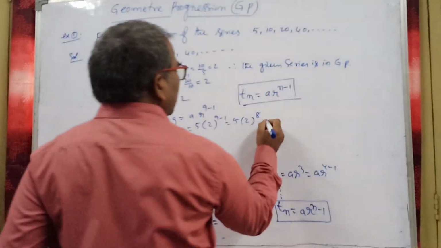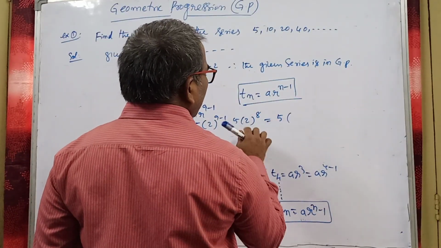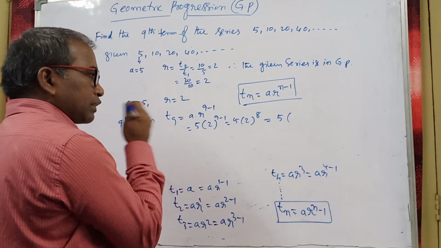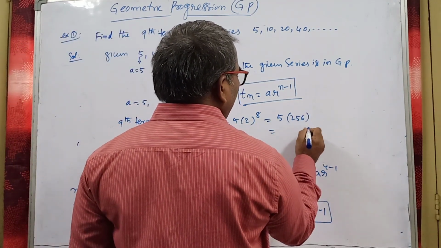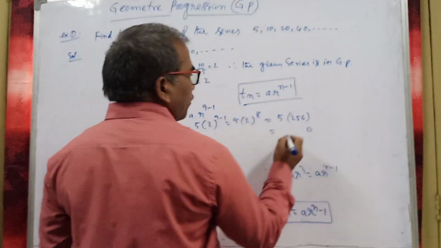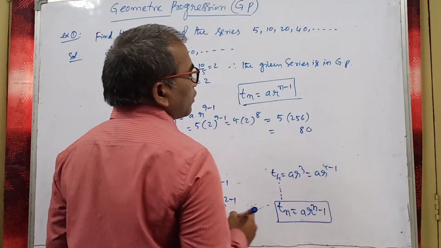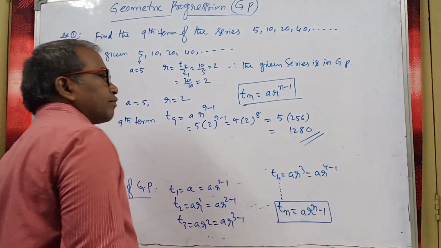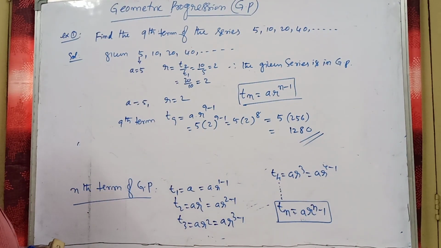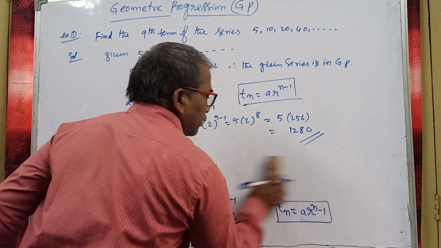How much is 2 power 8? 2 power 4 is 16, so 16 into 16 is 256. Then 5 times 256: 5 sixes are 30, 5 fives are 25, 5 twos are 10 plus carry, giving 1280. So the ninth term is 1280.